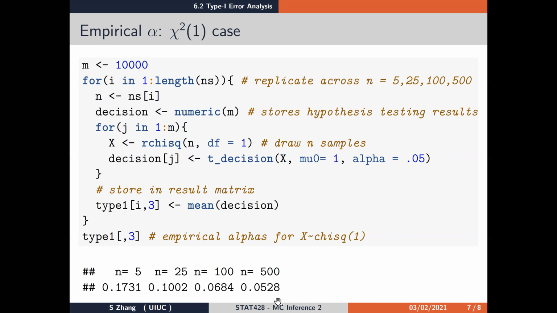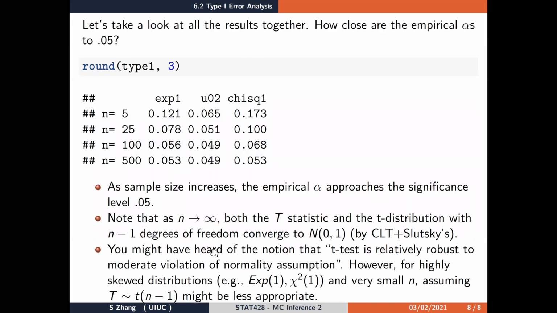So rather than looking at the results separately, let's look at the overall results across all three possible distributions of x and all possible sample sizes. And let's see how close the empirical alphas compare to the theoretical value of 0.05. Everything is stored inside the type 1 matrix, so we can just print the type 1 matrix rounded to 3 digits. Each of this gives us the empirical type 1 error rate.